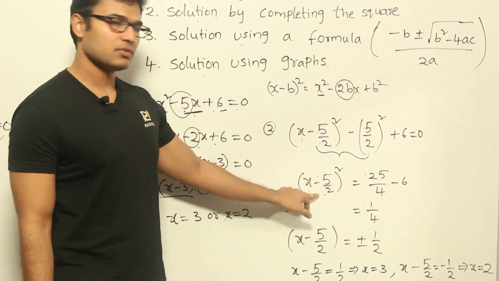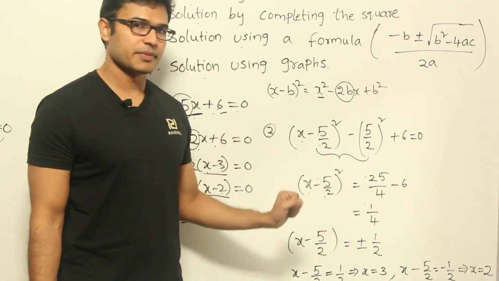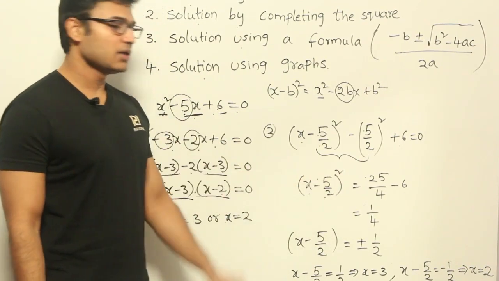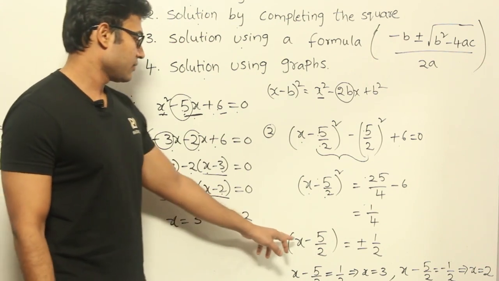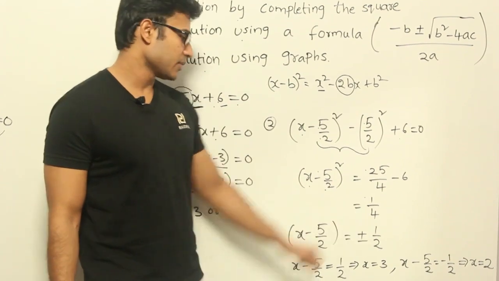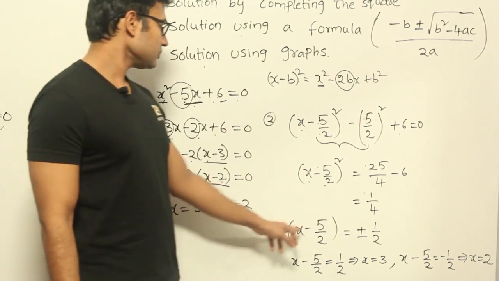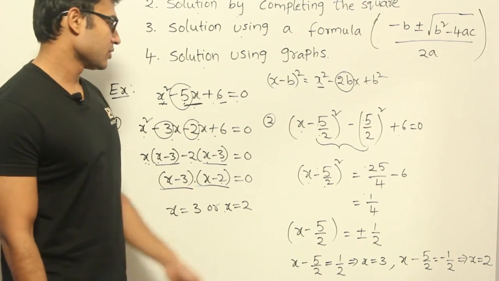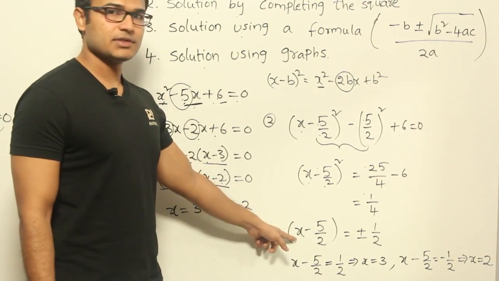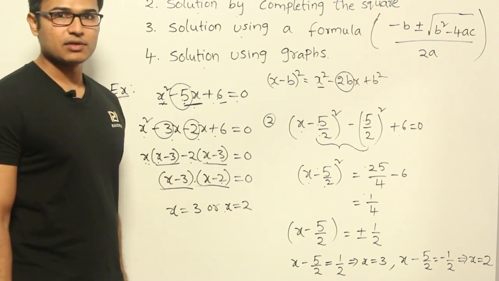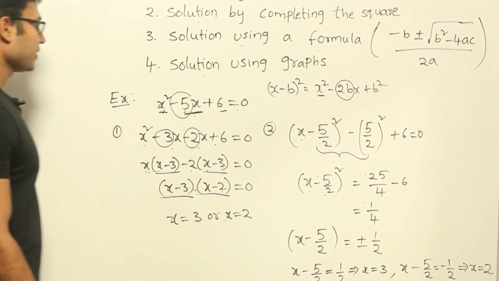If it is 1 by 2, then the whole square is going to be 1 by 4. Or even if it is minus 1 by 2, the whole square is going to be 1 by 4, right? That is why x minus 5 by 2 can be either plus 1 by 2 or minus 1 by 2. Now, one time you can take it as plus 1 by 2, and other time you can take it as minus 1 by 2. And if you compute the value of x, again you are going to get the same values, x equal to 3 or x equal to 2, right?